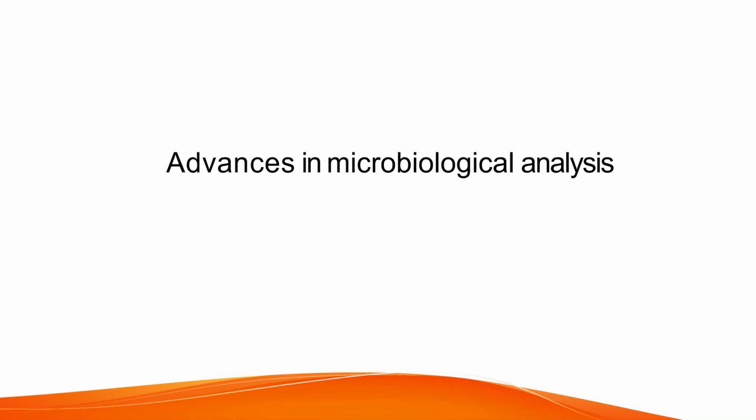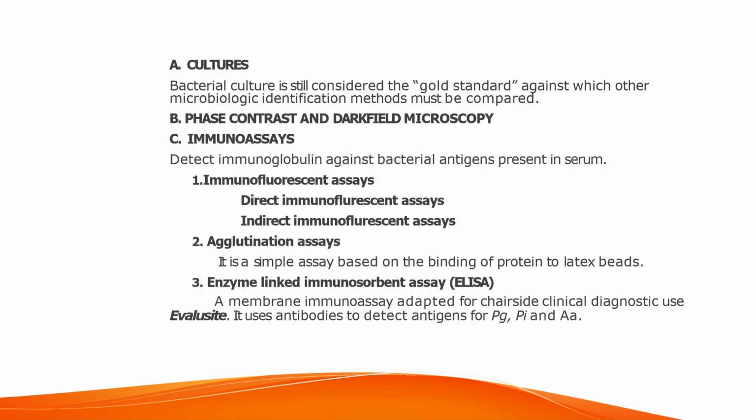Then further we have advances in microbiological analysis. We have cultures. If you see, right from the history till now, bacterial culture is considered the gold standard among all the microbiologic identification methods, because its sensitivity is better, or specificity is better. Then phase contrast or dark field microscopy, which is used to check different conditions. Then immunoassays to detect immunoglobulin against bacterial antigens present in serum.